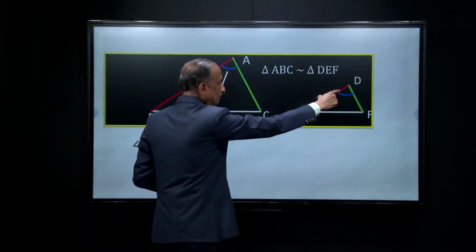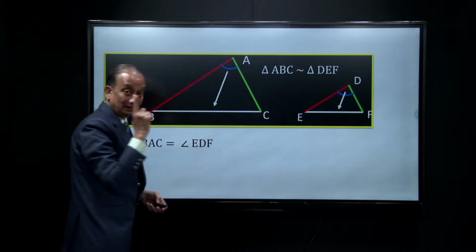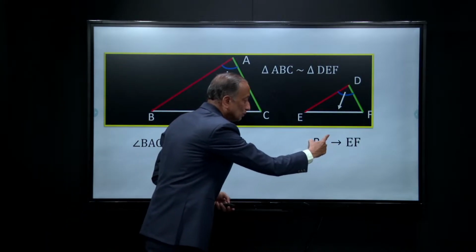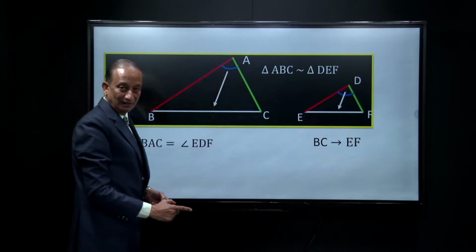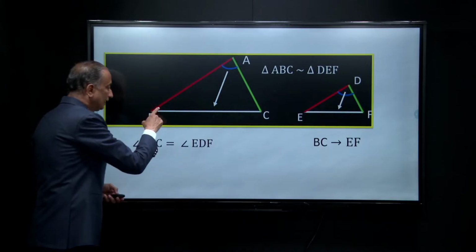What about here? Which is the side facing this angle? That is EF. We say that the side BC corresponds to, this arrow mark should be read as "corresponds to" EF. So these are called corresponding sides. Now we will take up this angle.